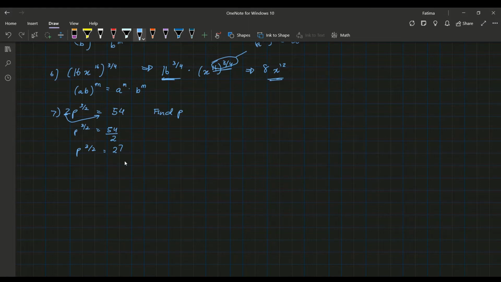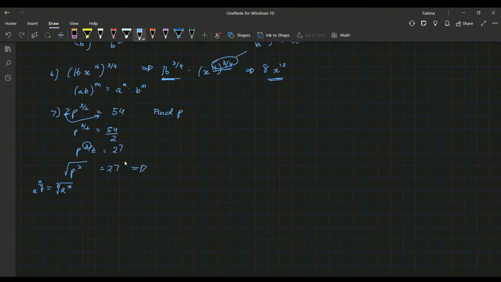So essentially over here now we've come to the step that p raised to 3 by 2 is equal to 27. Now p raised to 3 by 2 basically means p cubed and the square root of that, because I'm applying the rule here that a raised to x by y is equal to the y-th root of a to the power x. So in this case, 3 is the power or the numerator and 2 is the denominator, so that would be the root. So square root of p cubed is equal to 27.